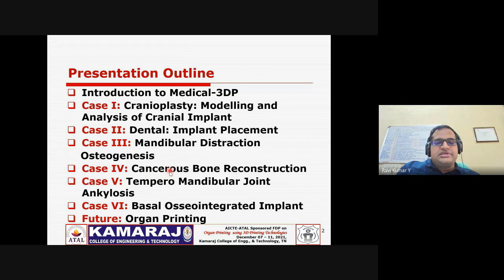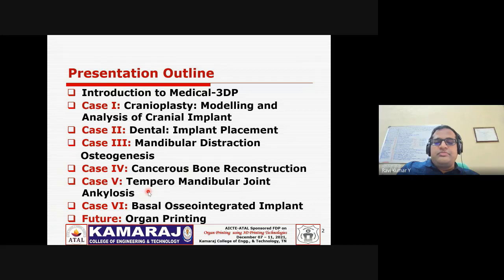This is a cancer patient. So again, we need to remove the bone from the cancer patient. Then how 3D printing is helpful, making use of this technology for performing that surgery for the cancer patient, how it has helped. And the fifth case study, this is one of the most complex case studies.